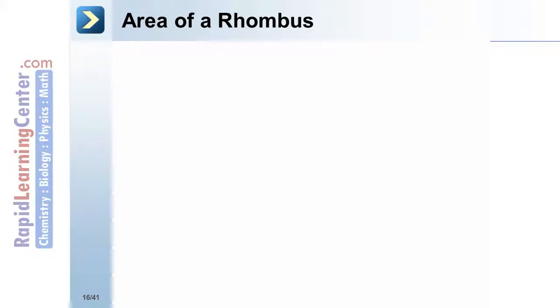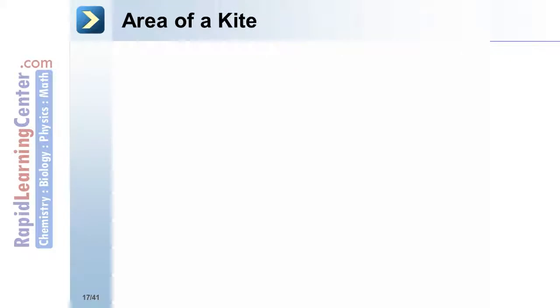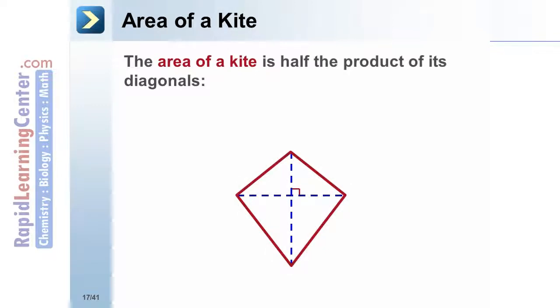Area of a rhombus. The area of a rhombus is half the product of its diagonals. A equals 1/2 D sub 1 times D sub 2, where D sub 1 and D sub 2 are the lengths of the diagonals. Area of a kite. The area of a kite is half the product of its diagonals. A equals 1/2 times D sub 1 times D sub 2, where D sub 1 and D sub 2 are the lengths of the diagonals.